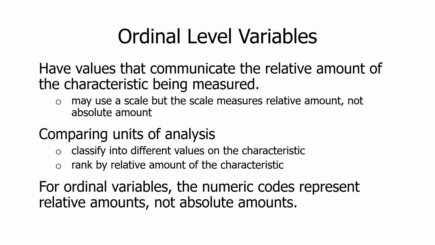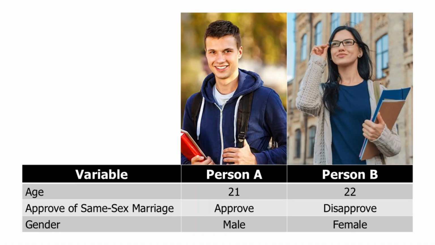When you look at an ordinal-level variable, you want to organize. It makes perfect sense. In fact, it's necessary to organize the values from, say, less to more of the characteristic. You can't mix up the categories. But there's no number that measures the exact amount of the characteristic. Person A approves of same-sex marriage. Let's just say that's coded numeric code 1. Person B disapproves. That's coded numeric code 2. So you know that person B has relatively more disapproval than person A. But the codes just tell you the rankings.